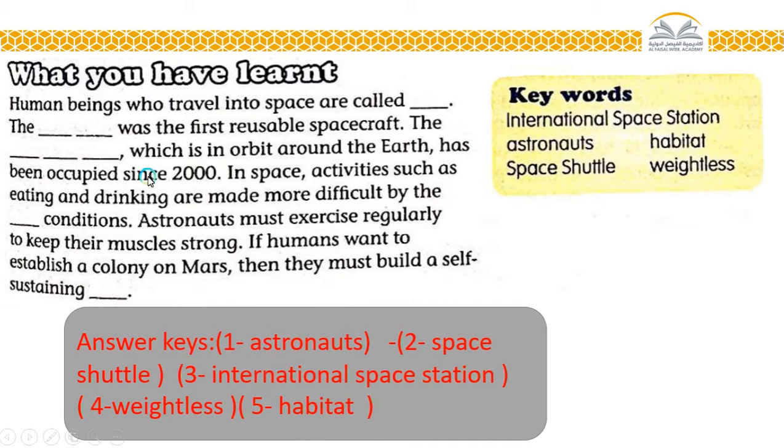So the first answer: the first human beings who travel into space are called astronauts. This one is called the space shuttle, the first reusable spacecraft. The International Space Station, which orbits around the Earth, has been occupied since 2000. And next, the condition where there is no gravity is called weightless condition. They need to build themselves a habitat to stay alive there.